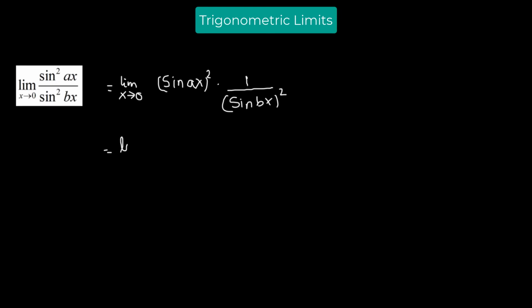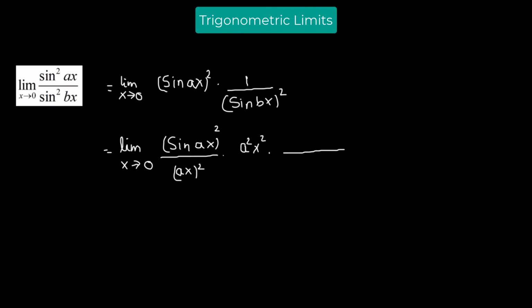This will be rewritten as limit x going to 0. So we have sine ax squared. So that means we have sine ax, that means they are in product. So we are going to divide it by ax whole squared. So dividing by ax whole squared means we also have to multiply it by a squared x squared.